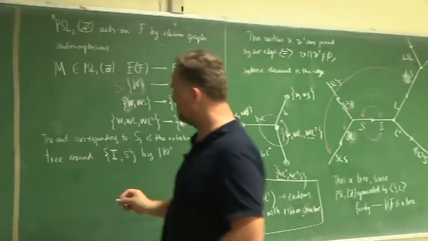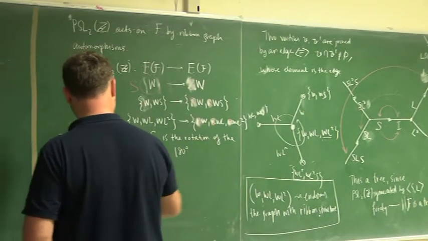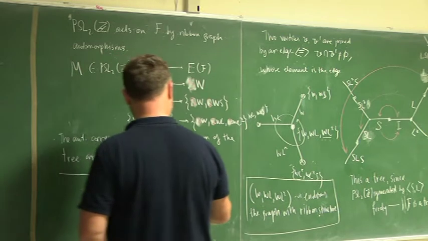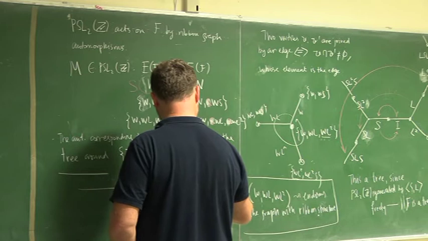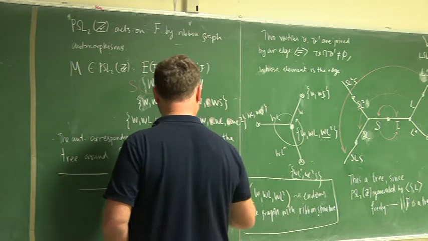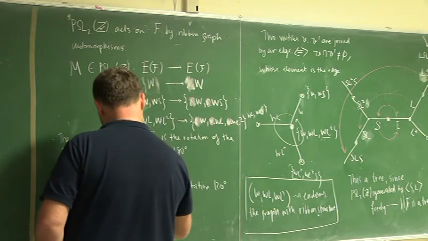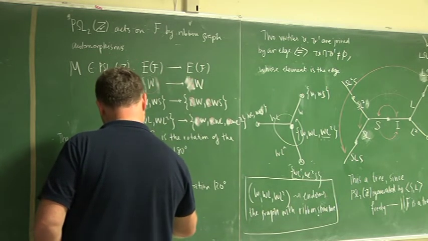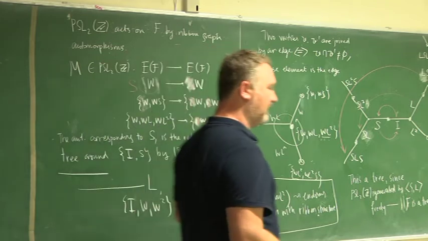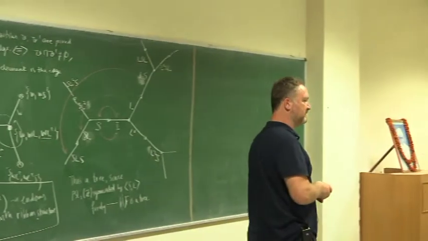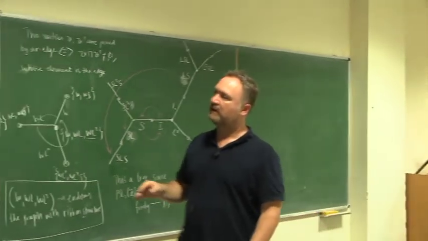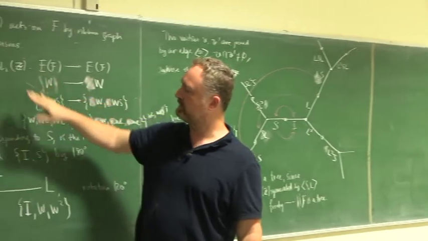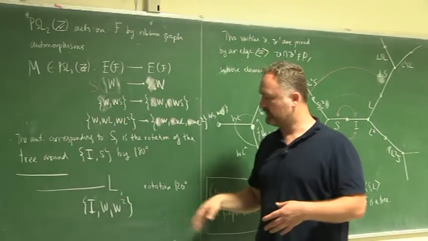And if we do the similar thing for the automorphism corresponding to L, we see that it is the rotation by 120 degrees around the vertex I W squared. And we know that the group PSL2Z is generated by these two elements. So in general, any automorphism coming from this PSL2Z action can be written as a sequence of rotations.